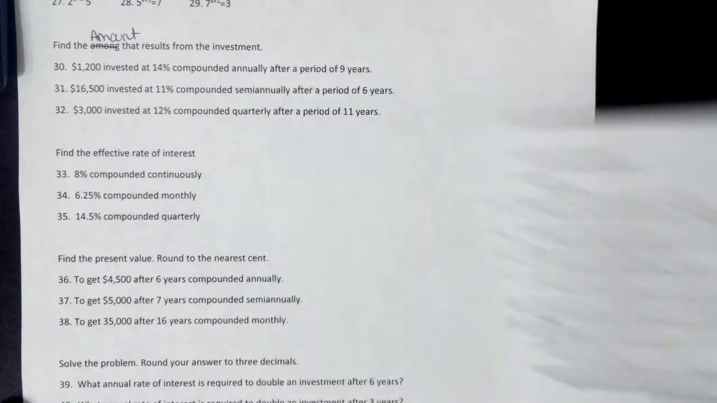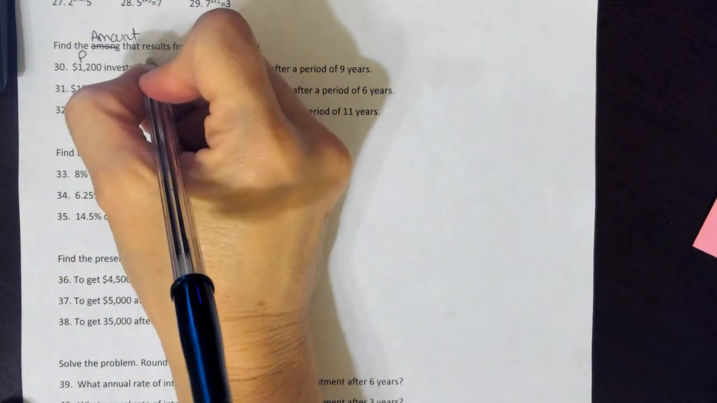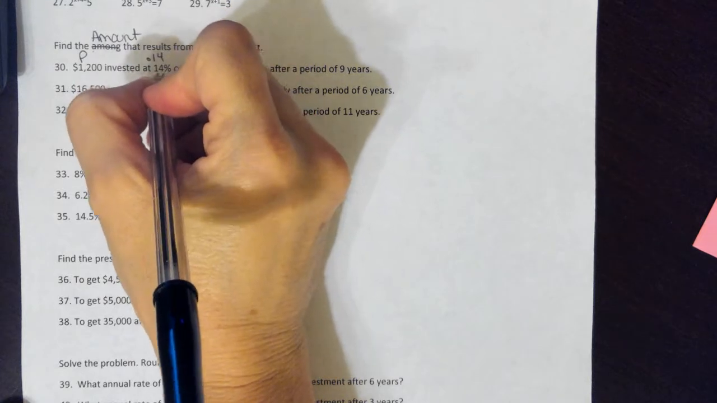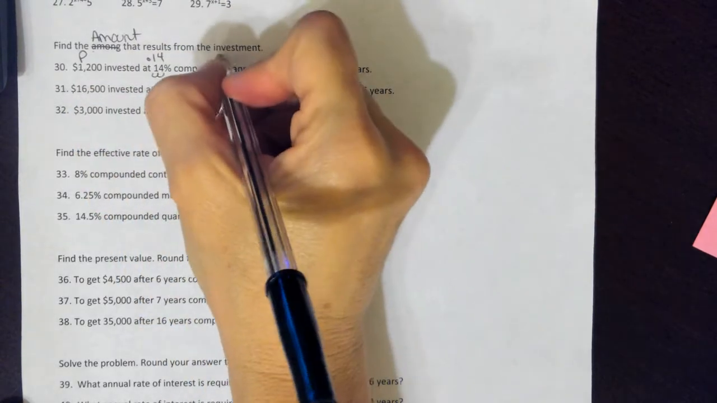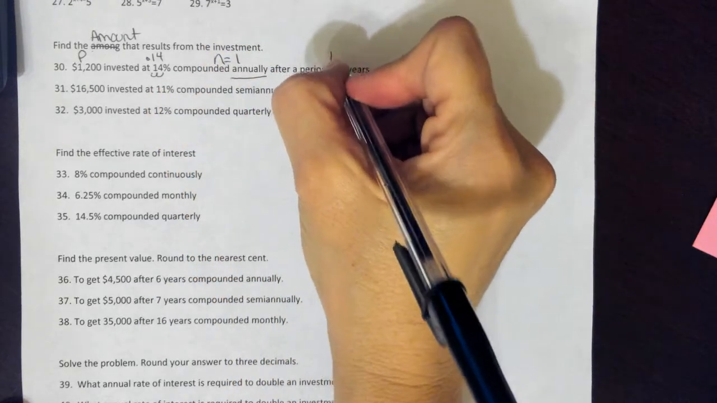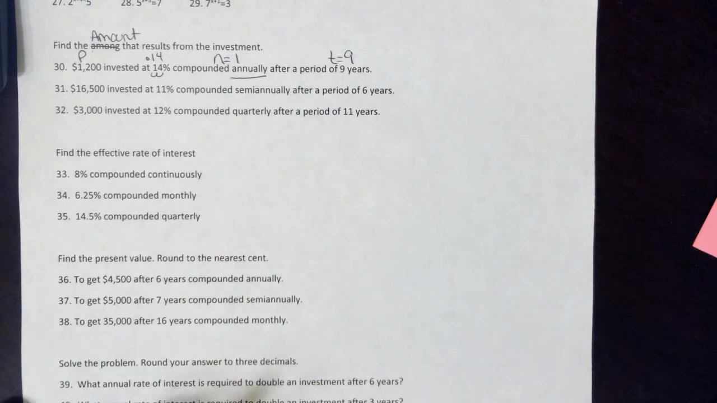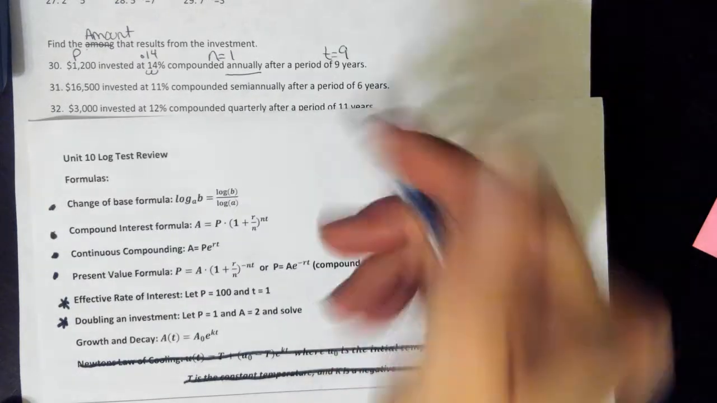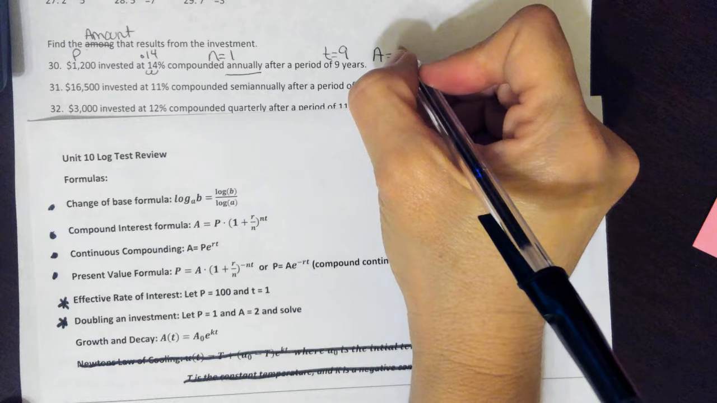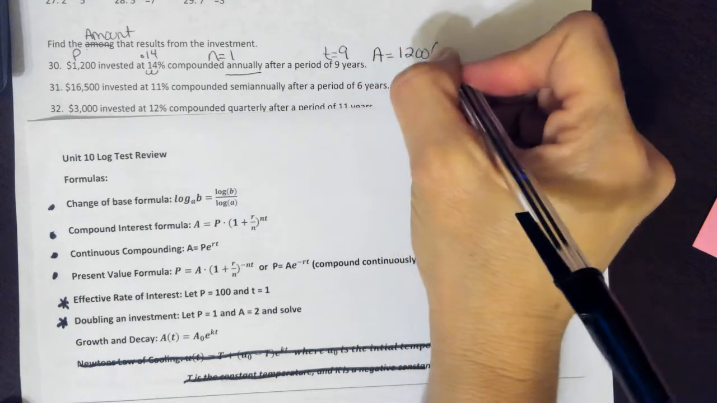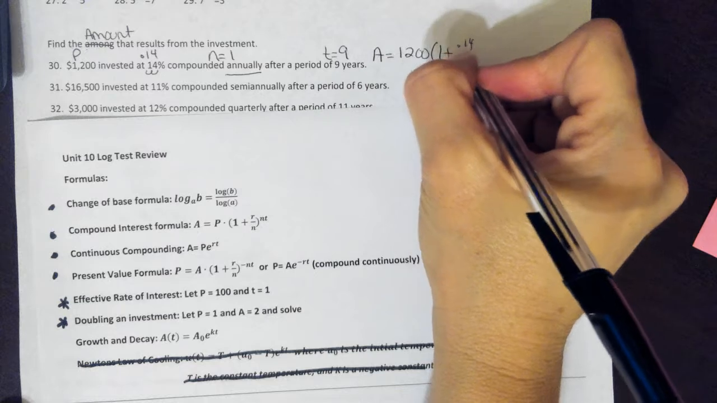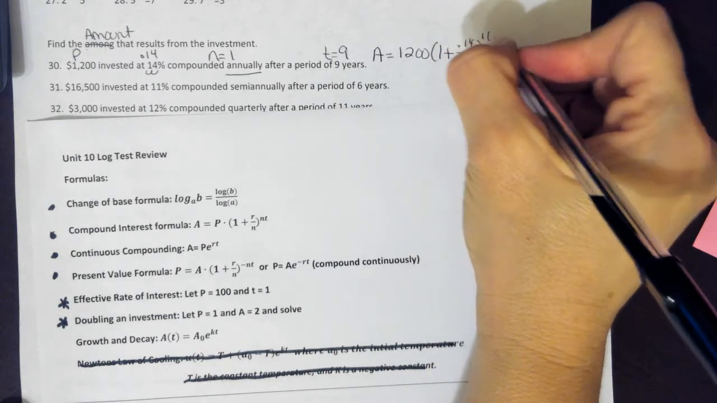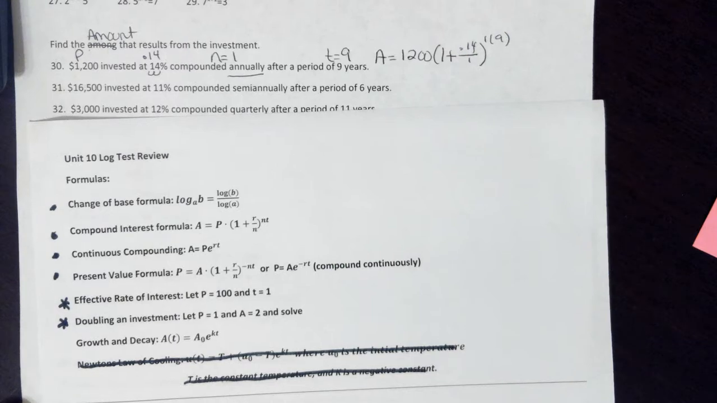Okay, so here we go. It says $12,000 is invested, that's your P, at 14%. Remember, 14% means 0.14. We move our decimal 2 to the left. Compounded annually means n equals 1, after a period of 9 years. Because we have an n and not the word continuously, we plug into this formula: A equals P, which is 12,000, times (1 plus r over n) raised to the n times t.